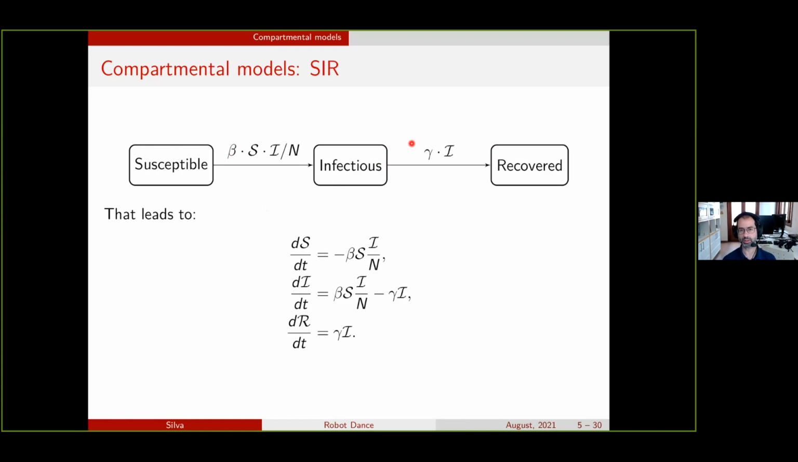This is the exponential decay model, okay? So once you have this, you write the differential equations. They're very simple. And what is very nice about this is that it already captures reasonably well the dynamics of this type of disease, and it's also a very flexible model.